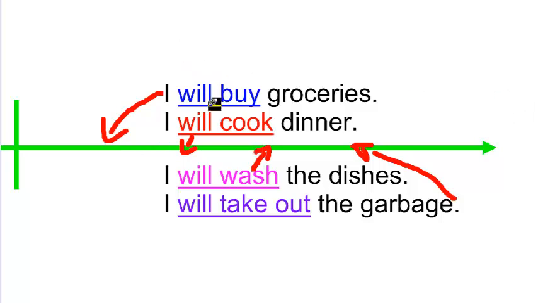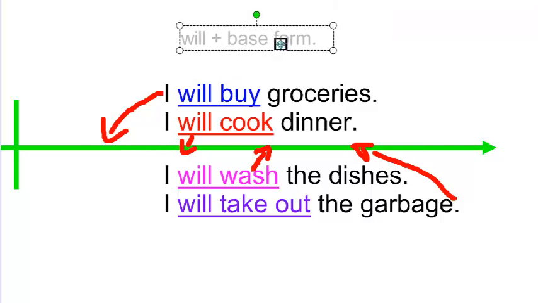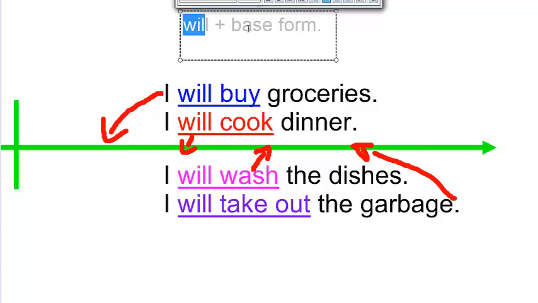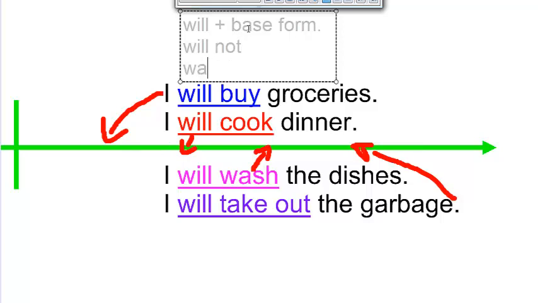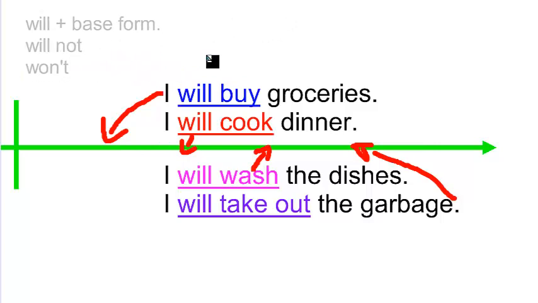Let's remember, please, that the structure of will is always will plus a verb in base form. Okay? And obviously, if it's negative, we say the negative version of will, the contraction with will or will not. So will not. But remember that will not can be contracted as won't. Okay, so that's what we have about will.